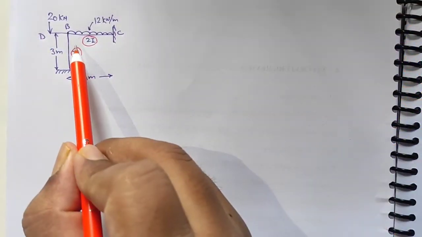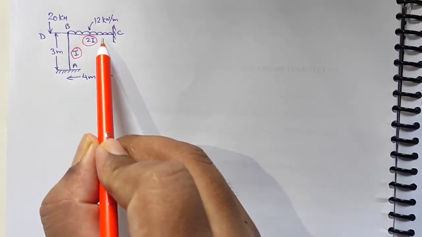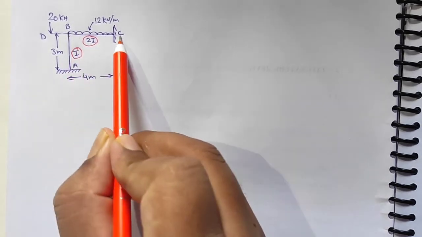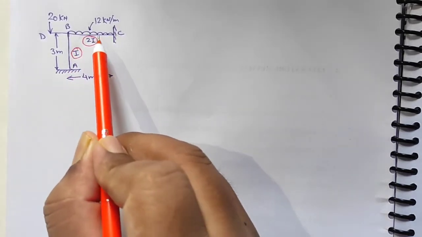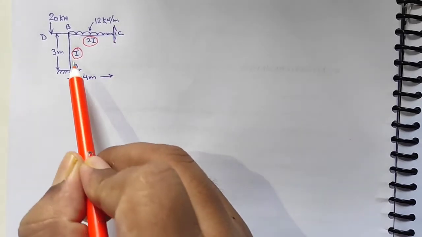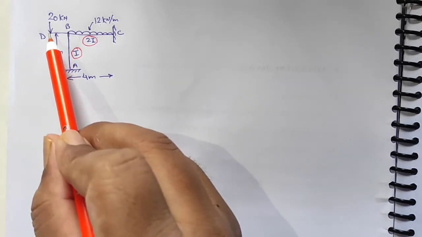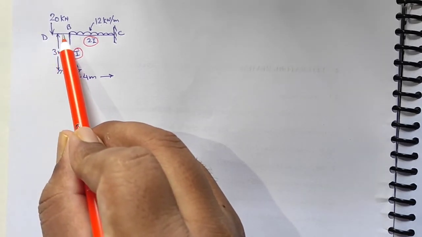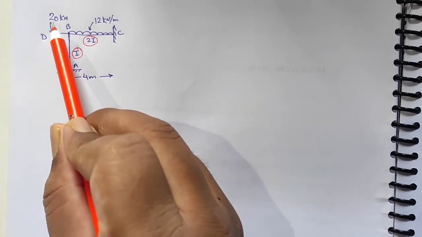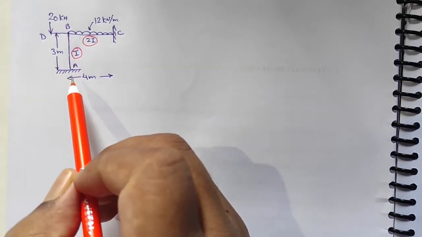Now a question is given to us in this form where we have two members AB and BC, where BC is loaded with a UDL of 12 kN per meter and AB has no loading, and a cantilever has been suspended from the point B where a point load is given of 20 kN.